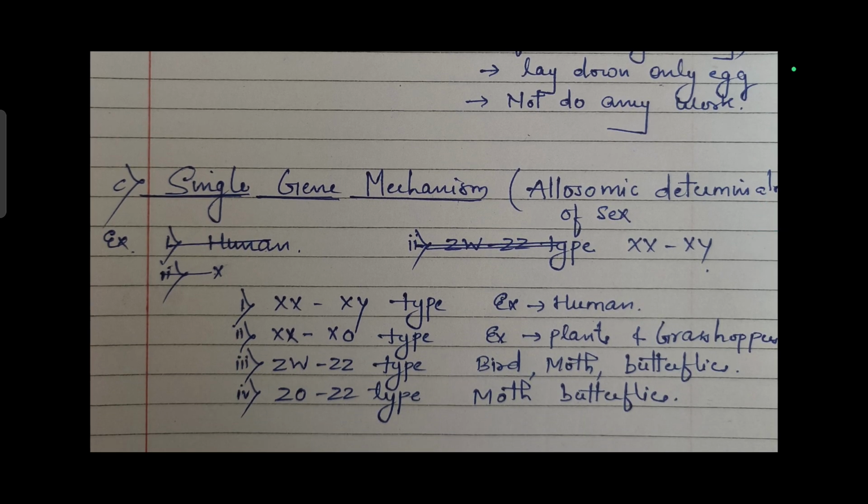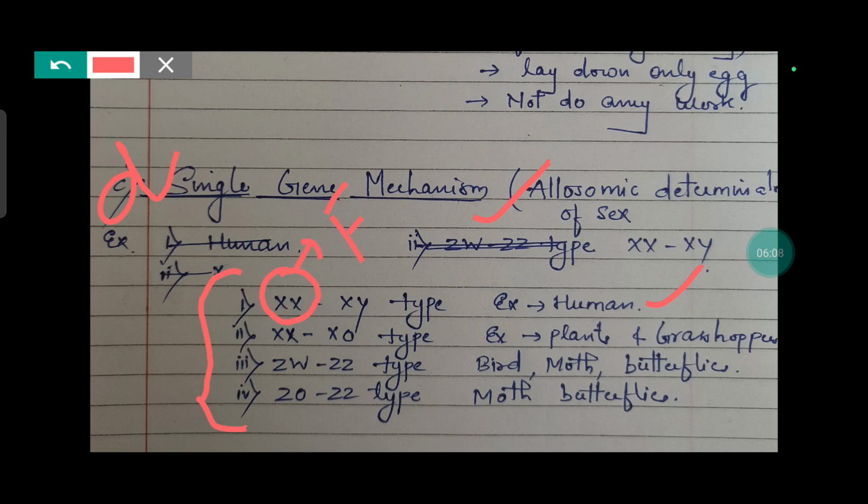Here I wrote 6, but it is actually option D. According to the question, the single gene mechanism is what we learned by the name of allosomic sex determination. Several cases are there. Four cases I mentioned here: the XX and XY type that is present in humans, which you already know about. If the XX chromosome combination is there, then it is a female. If XY is there, then it is a male.